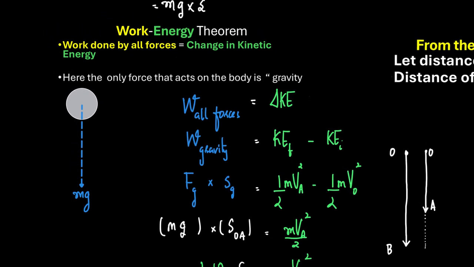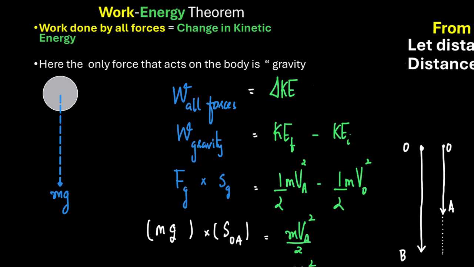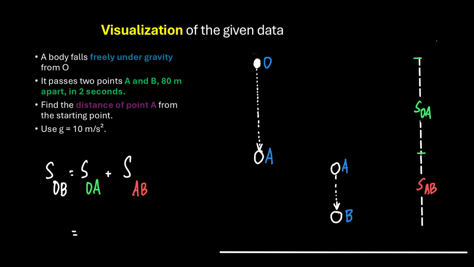Since we are talking about the motion from O to A alone, which corresponds to this path here, the initial velocity at O is VO, which is equal to 0. The final velocity at A is VA, right?